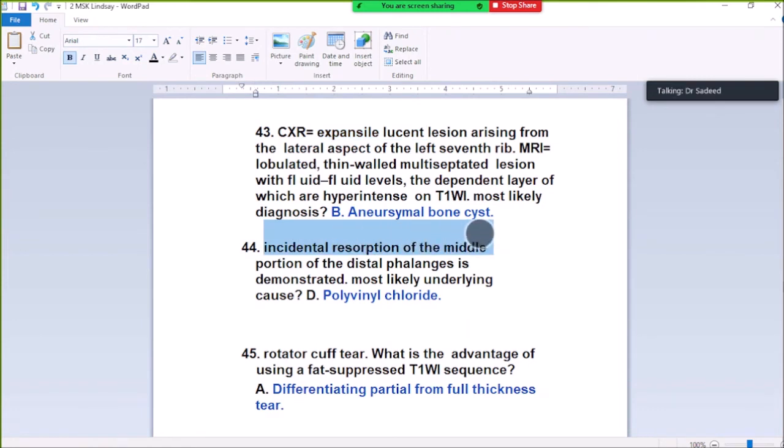44. Incidental resorption of the middle portion of the distal phalanges is demonstrated. Most likely underlying cause is polyvinyl chloride exposure.